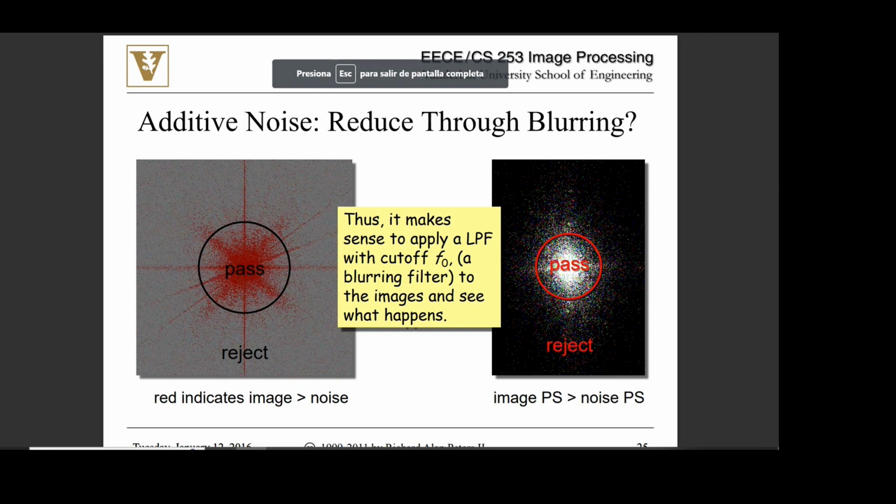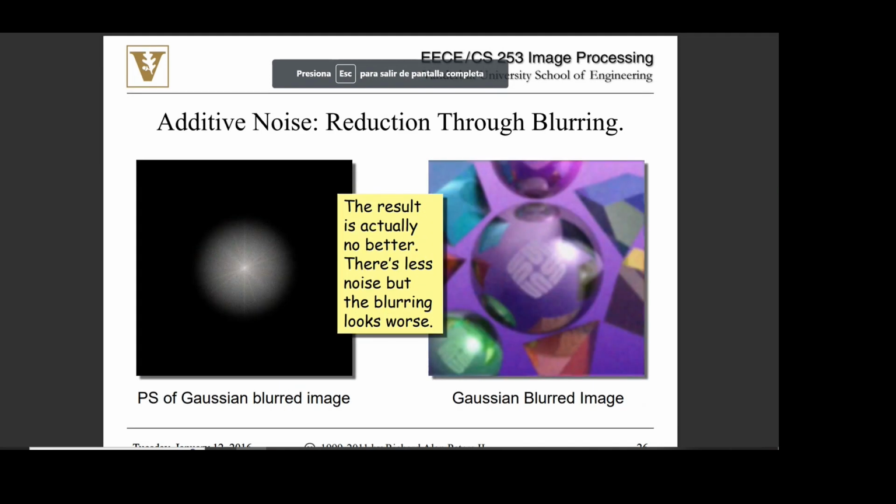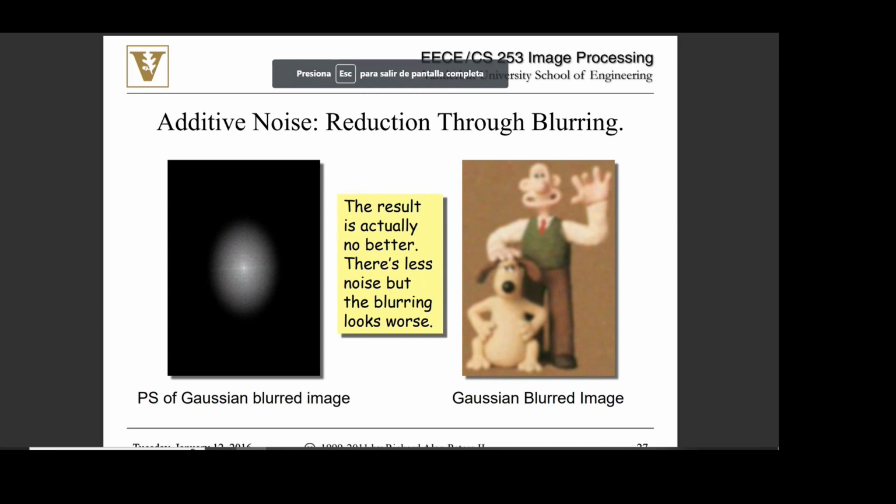And so you can reject that, and then you are blurring. Yeah, because a low-pass filter is a blur. So you can remove the noise, but at the cost of having a blurred image.